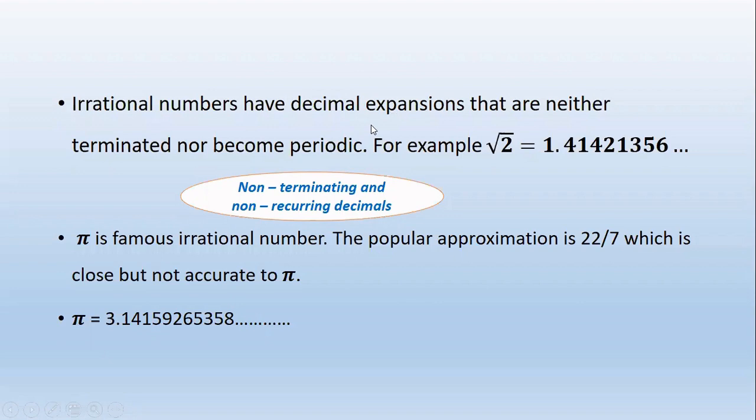Irrational numbers have decimal expansions that are neither terminating nor periodic. For example, root 2 is equal to 1.41421356 and so on. We observe that after the decimal, digits do not end. Also, digits are not repeated, and hence this number is a non-terminating and non-recurring decimal.